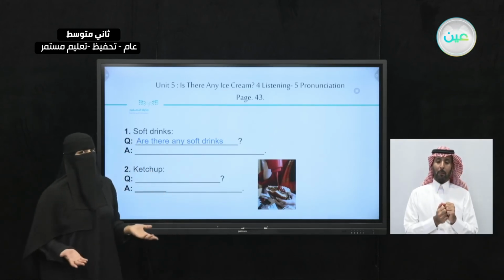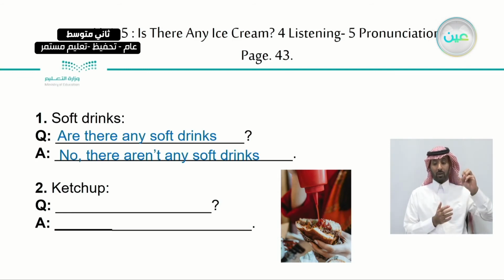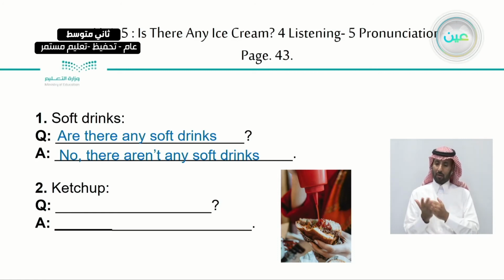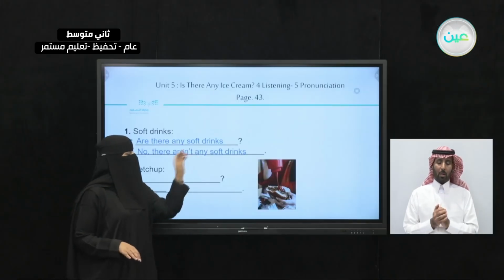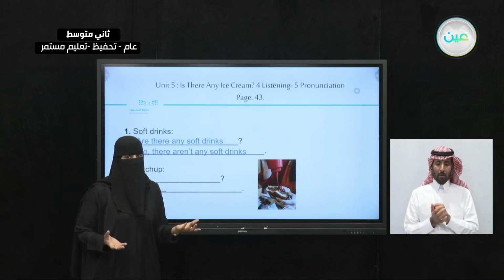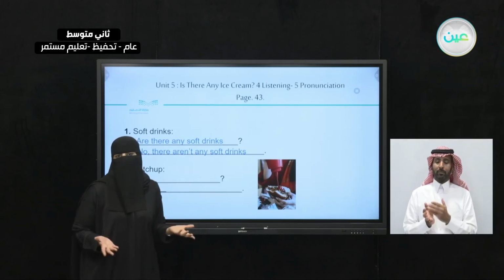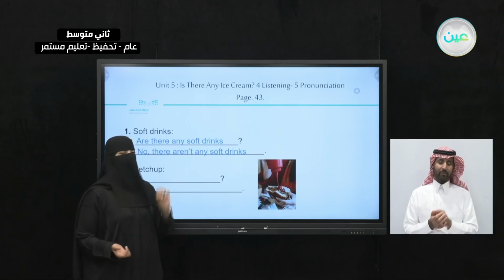Now, we saw some examples for yes answers, but how about for this question, if the answer is no? What is the answer going to look like? It's going to look like this. No, there aren't any soft drinks. Here we have any in the question and we have any in the answer too, because the answer is negative. It's not affirmative. If they do have soft drinks, we're going to use some in the answer. But because the answer is no, we're using any here.